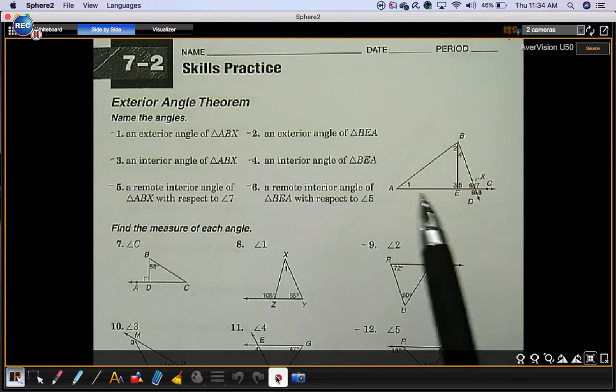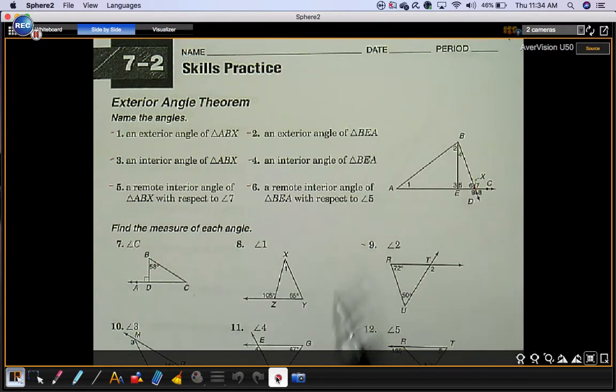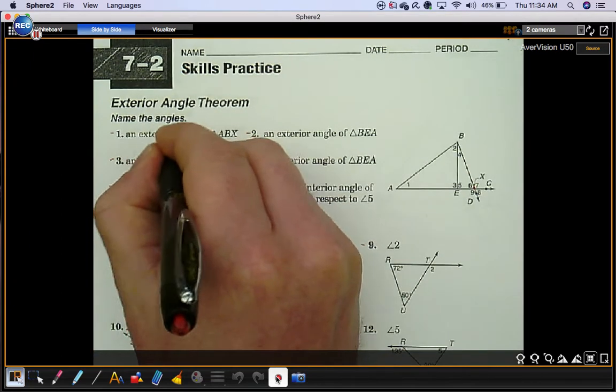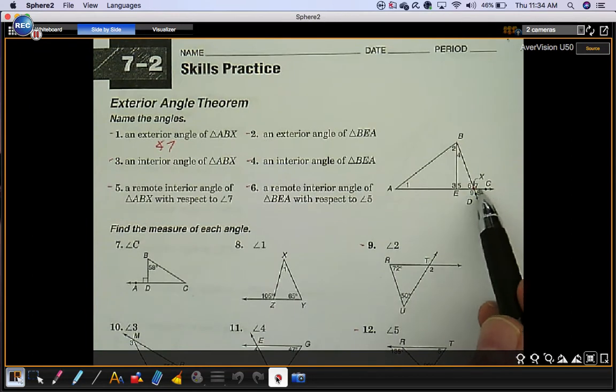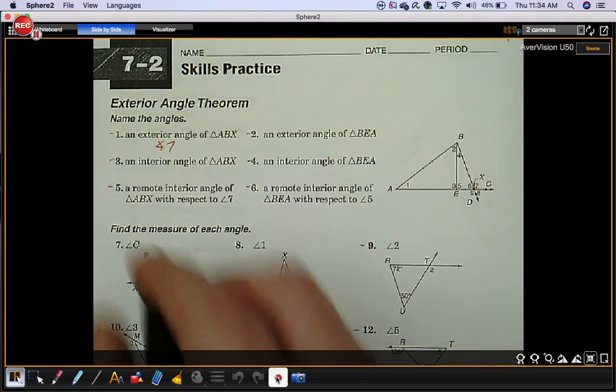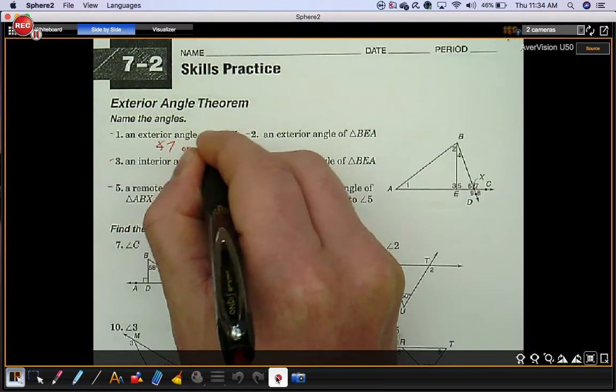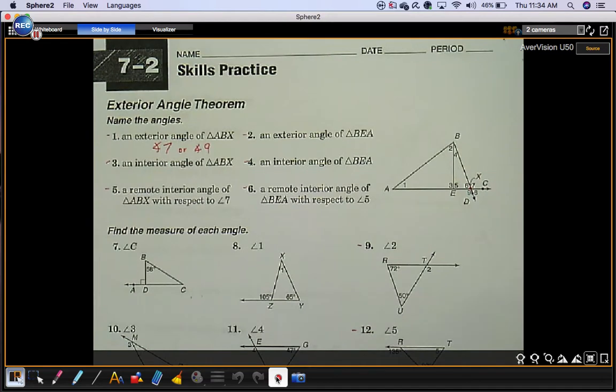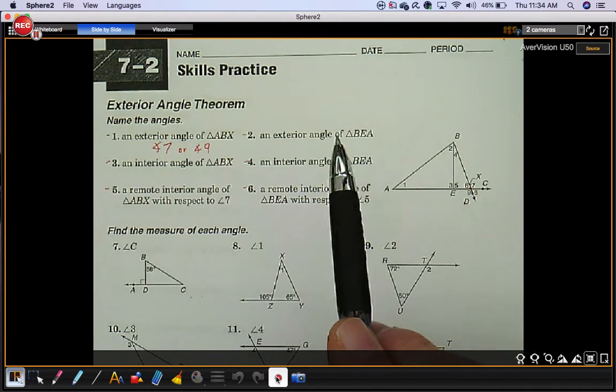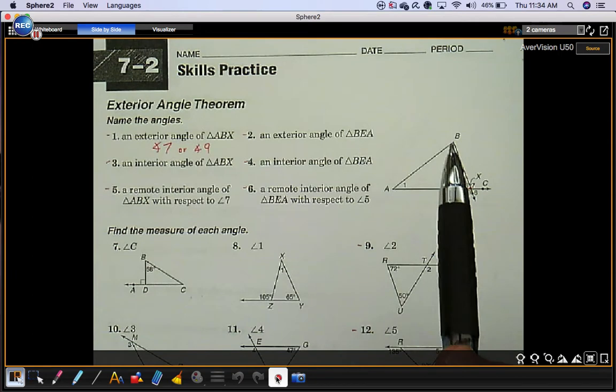So an exterior angle for triangle ABX would be angle 7. Now there's another answer as well, because notice how angle 9 also makes a linear pair with that angle 6. Either of those would be acceptable answers. What would an exterior angle be for triangle BEA?